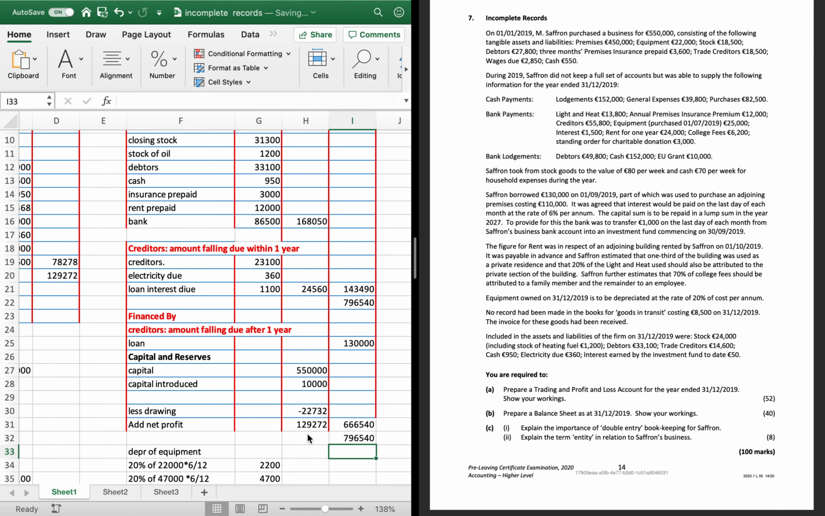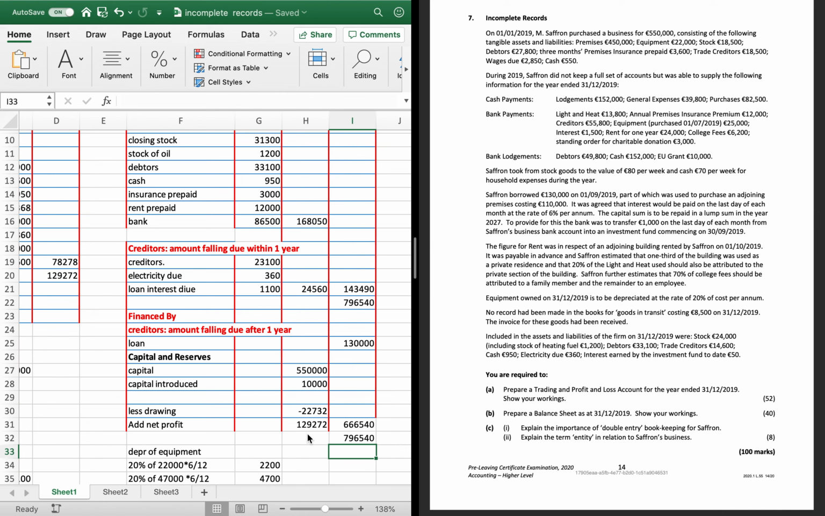For 8 marks then, explain the importance of double entry bookkeeping for Safron. Double entry bookkeeping makes sure that he keeps an accurate set of accounts where for every debit there's a credit. It reduces the number of errors because it produces a trial balance at the end of it, and it also allows for any errors to be traced back to their initial part. And it's a fairly important part in the preparation of financial statements, anything like that.